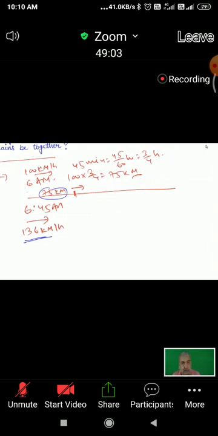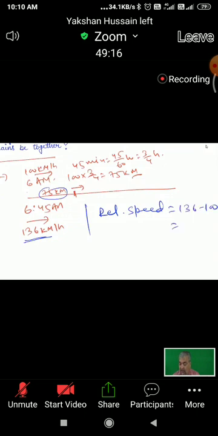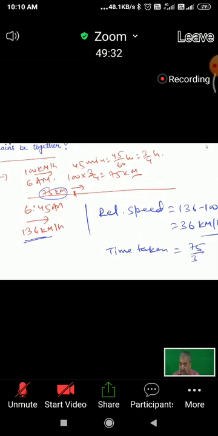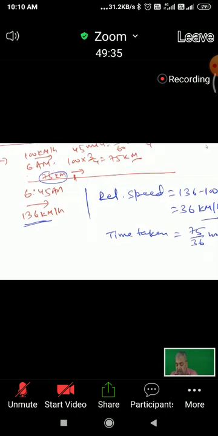Now, how will this gap of 75 kilometers be covered? Obviously, with relative speed, as they are moving in the same direction. So relative speed is 136 minus 100, difference of the speed, that is 36 kilometers per hour. So to cover 75 kilometers with relative speed, the time taken will be 75 by 36 hours. So in this much time, the second train will overtake the first train.